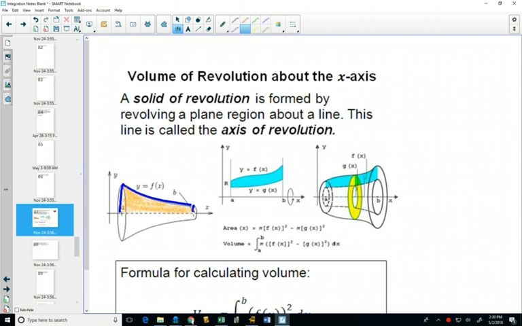If I rotate this single line 360 degrees, can you see that that would make a disk? Okay? If you just took that radius and rotated it 360 degrees, it would make a perfect circle.